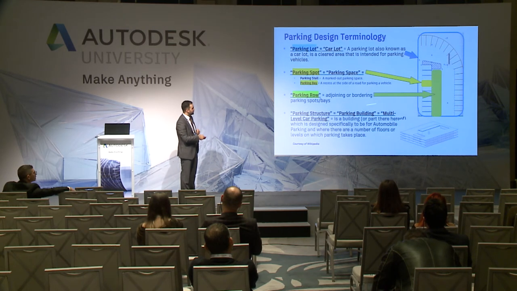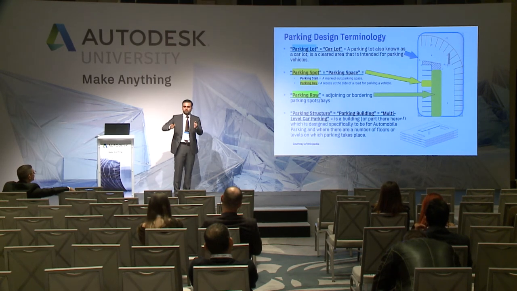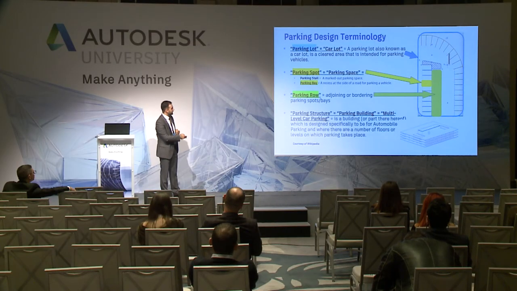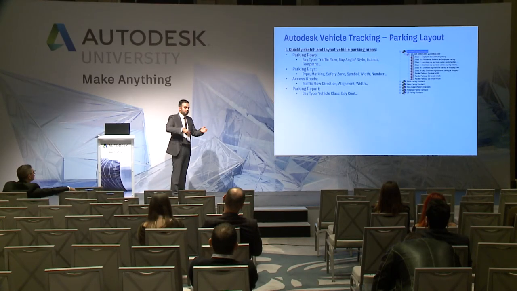The parking row is any number of parking spots that are interconnected somehow. And this is why we'll see how AVT understands that these are interconnected. And finally, a parking structure is a building, usually a multi-story building that is above ground or underground, that is made for parking vehicles.